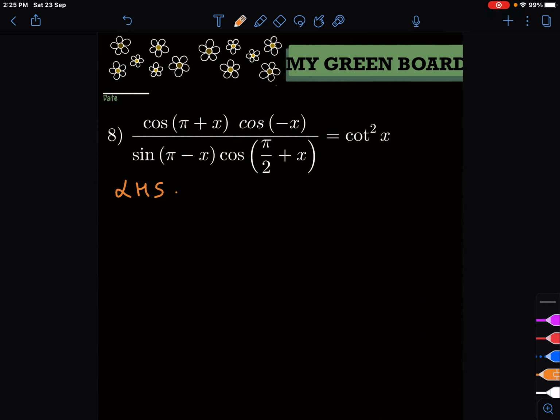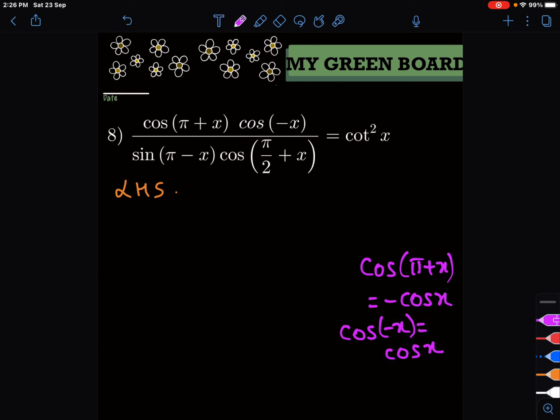LHS. So here children, just imagine what I told you. We very well know, see, as I told you, here this is pi. So cos of pi plus x will come here, on this side pi plus x. So here other than tan and cot everything is negative. So we will be getting minus of cos x. So we can write here cos of pi plus x is equal to minus cos x. Got it children? Another thing, we know cos of minus x is equal to cos x.